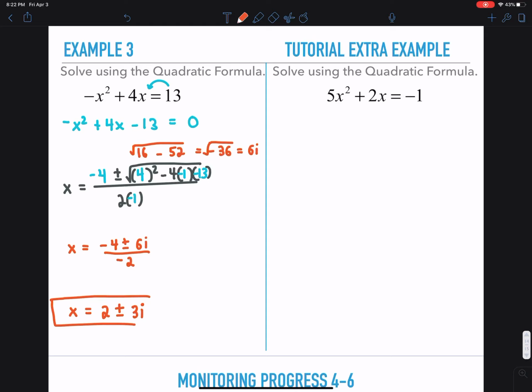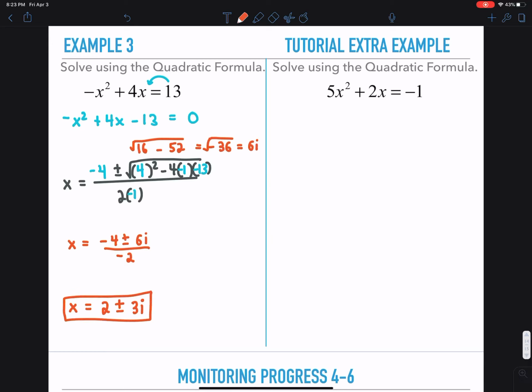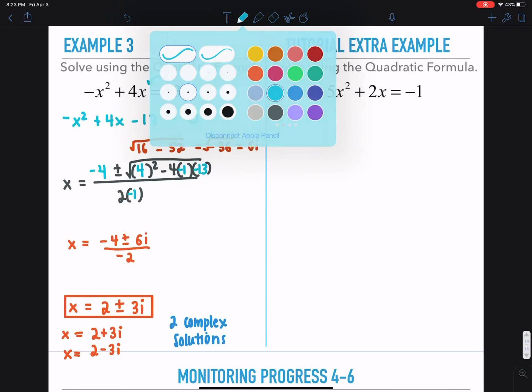So these are our two imaginary solutions. We have 2 plus 3i as one of our solutions, and then 2 minus 3i as our other complex solution. And again, these ones give us two complex solutions. And then same thing, last one that we'll go through.